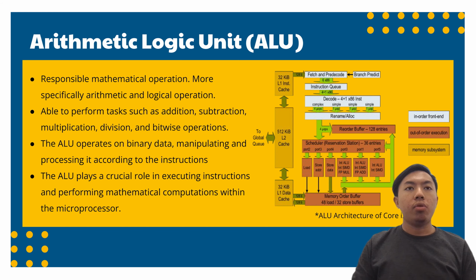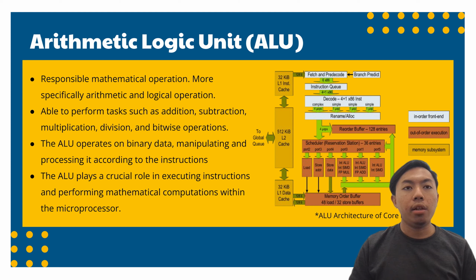Okay, I will now explain about the arithmetic logic unit, which is known as the ALU. As we know, the ALU is responsible for the mathematical operations for our CPU to compute, especially in the area of arithmetic and logical operations. Our CPU, the Core i3 540, uses the standard arithmetic logic unit. It is able to perform tasks such as addition, subtraction, multiplication, division, and bypass operations.